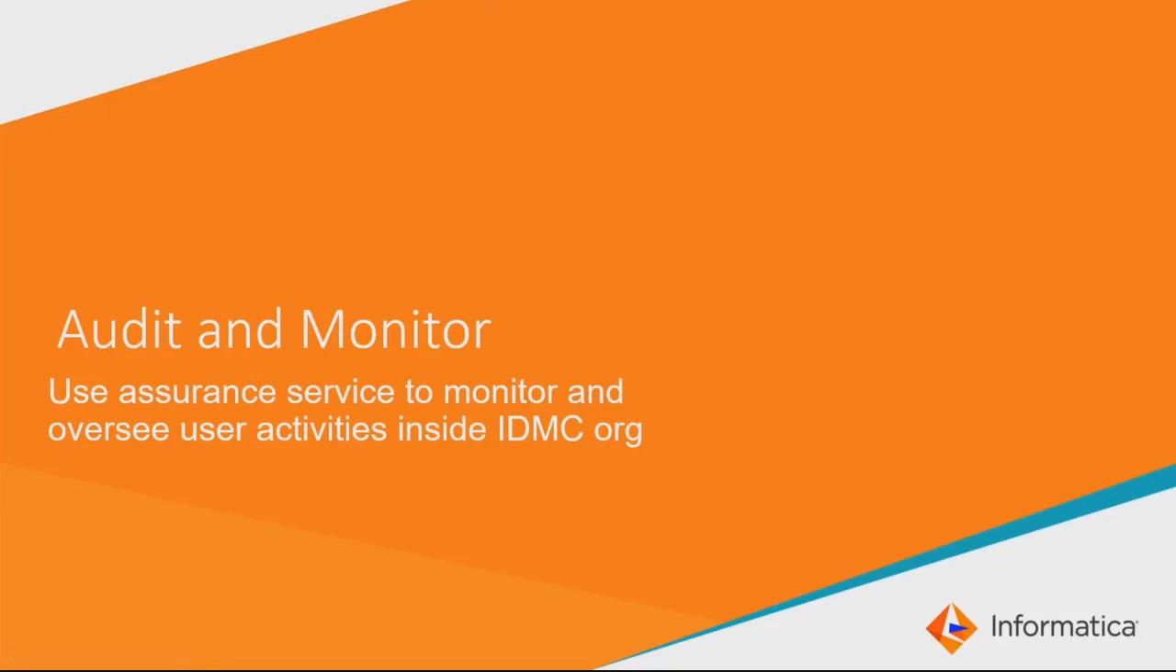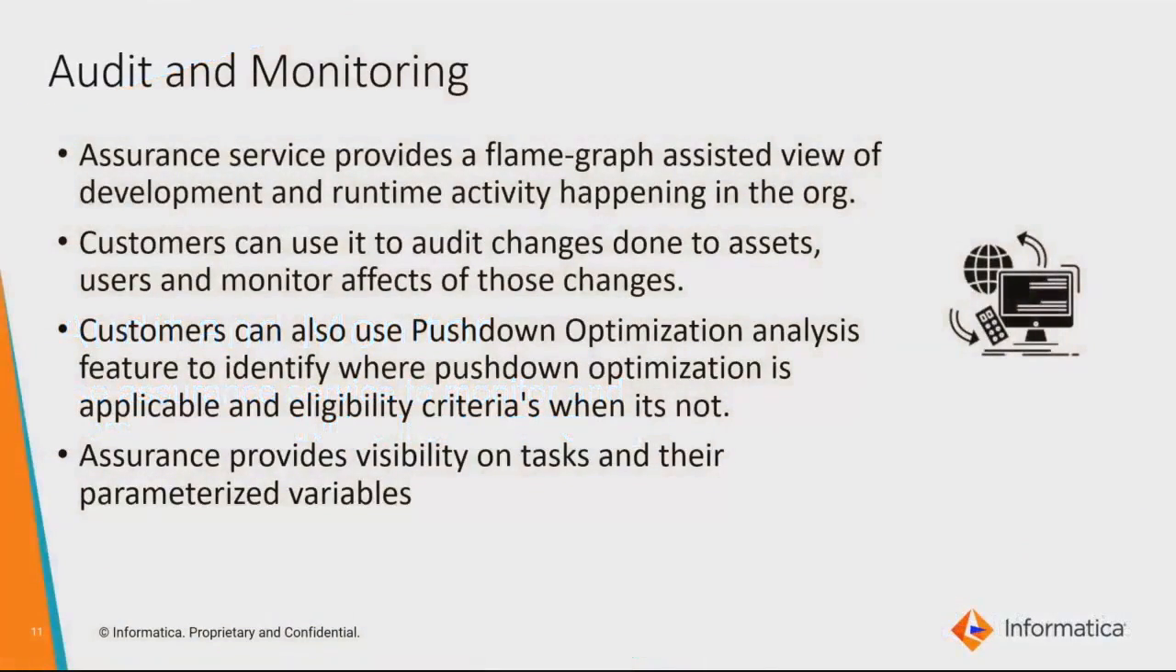Now let's talk about how Assurance Service helps us with auditing and monitoring. Assurance Service provides a plane graph assisted view of all the development activity being done in our org. Customers can use it to audit changes done to the assets and realize which users have made those changes, at what time, and what effect those changes had on the runtime activities of those assets. Customers can also use the PDO analysis feature in Assurance to identify which of their tasks, which are currently not PDO enabled, are eligible for the same, and what criteria should they follow to make that optimization happen.